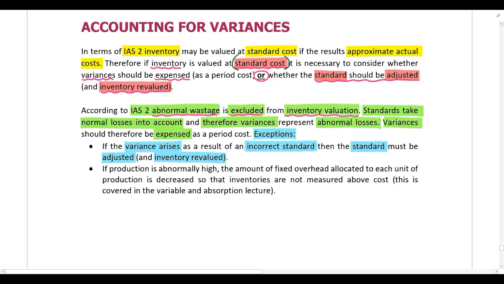Then another exception is if production is abnormally high, then the amount of fixed overhead allocated to each unit of production is decreased so that inventories are not measured above cost. And this is covered in the variable and absorption costing lecture. So if production is abnormally high and you've calculated variances, those variances will not be taken to profit and loss, but instead the value of inventory will be adjusted. But if neither of these exceptions apply, then the variance can be taken directly to profit and loss.